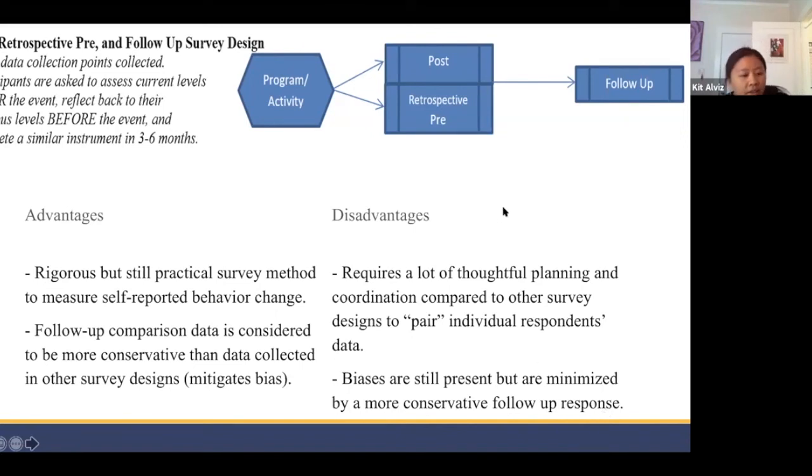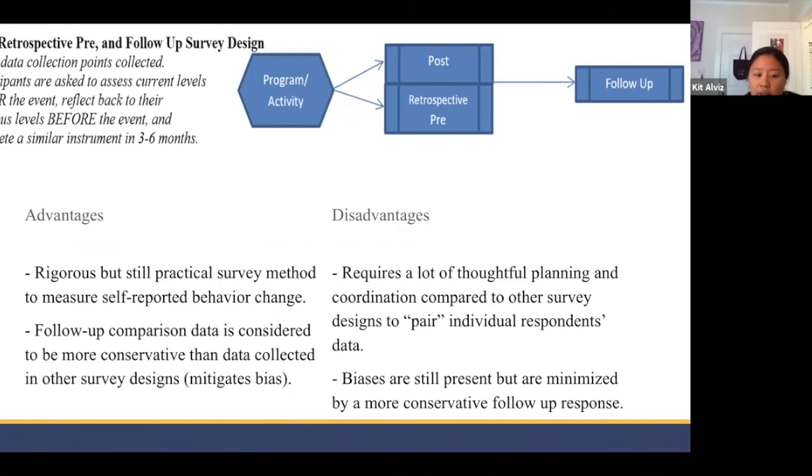The advantage of this is, again, it's super rigorous, but it's still pretty practical. Doing a follow-up survey is one of the only ways to measure self-reported behavior change, because people need time before they can actually implement behaviors. They can't implement something right at the end of your activity. They might need a few months. Another advantage is that the follow-up comparison data is considered to be more conservative than the data collected in other survey designs.